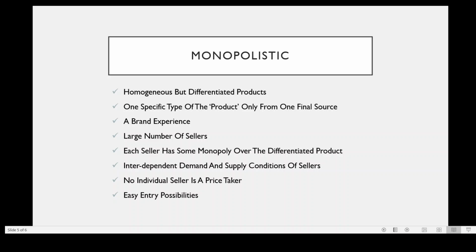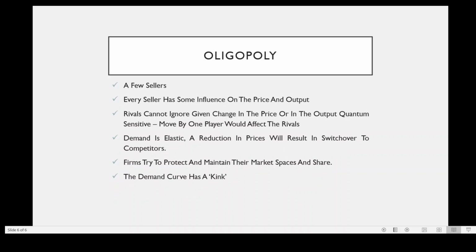So therefore, interdependency of demand and supply conditions among sellers occurs. No individual seller is a price taker. He is able to command a variation in price because there are variations which the customers, specifically the niche or the exclusive customers, are looking for. In monopolistic competition, unlike in monopoly, there could be easier entry possibilities.